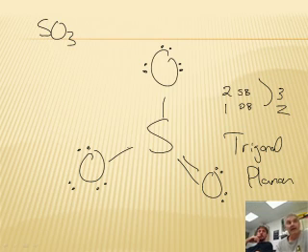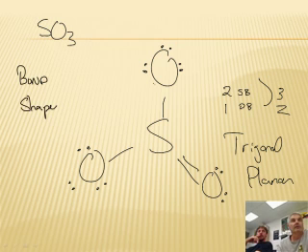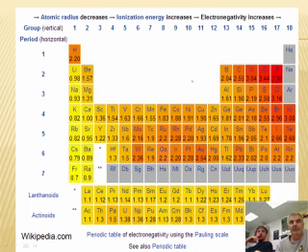And then for sulfur trioxide, we're going to do the bond check first and then the shape check. So oxygen is 3.4 and sulfur is 2.6.